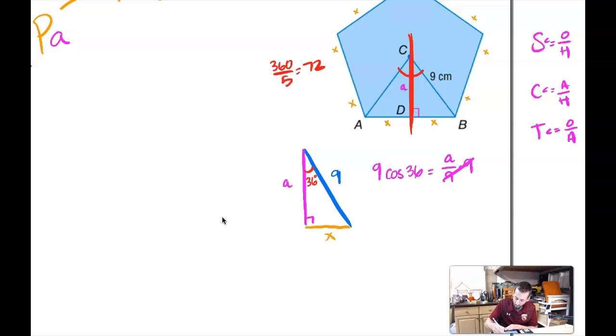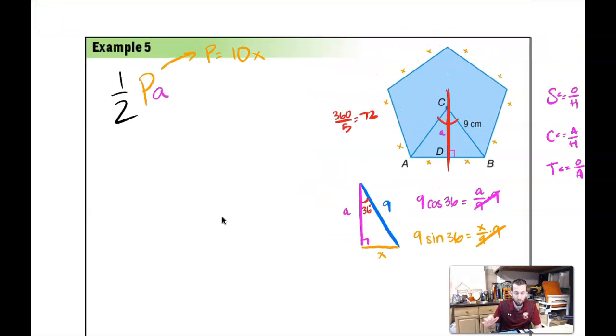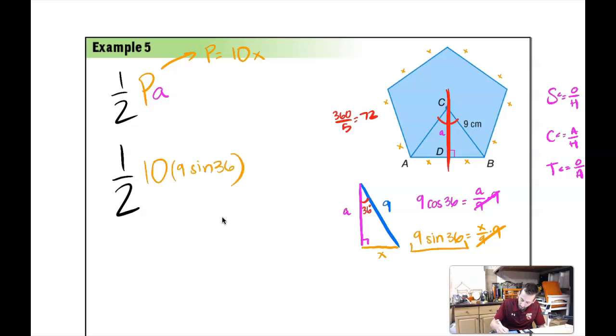And likewise, sine of 36 equals X over 9. And we multiply both sides by 9. And so what I have, because this is kind of the way I do it, you don't have to do it. You can get the decimals of these. I just kind of like to do everything at one time. I just want you to see this. I have 1/2, and the perimeter is going to be 10 times this thing right here that we just found, which is X. 9 sine 36 times the apothem, which is this, which is 9 times cosine 36.